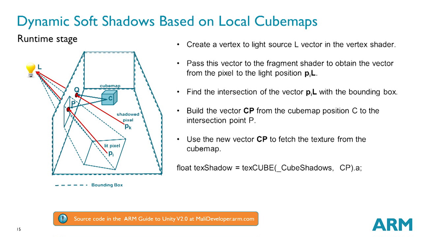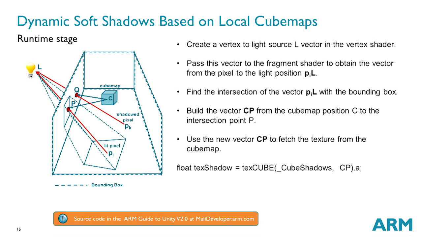If the value we get is 1, it means that in that direction there is opaque geometry, so that fragment, that pixel, will be in shadow because the light can't reach that pixel. If in that direction the alpha value is 0, it means that in that direction there is no geometry, or the geometry is completely transparent, and that pixel is lit. As simple as that. You can have the full source code of this technique in the ARM guide to Unity, as I explained before.